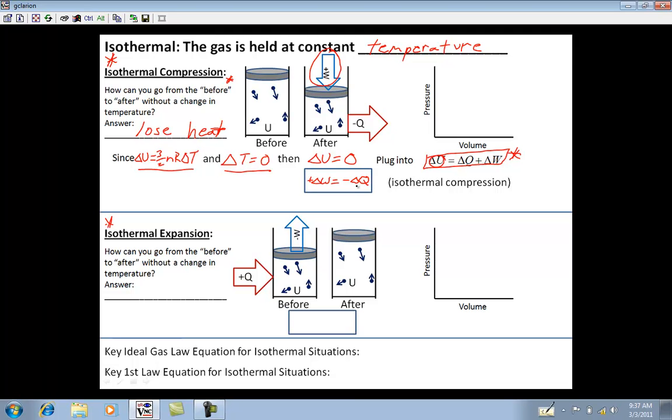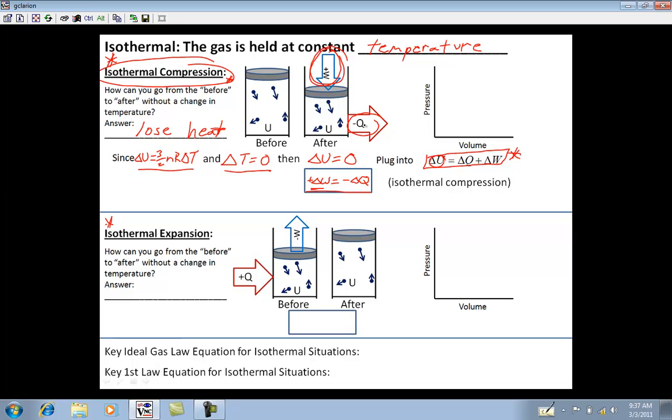What's that? Can it be the other way too? It will be for the other situation. But for the isothermal compression, it's got to be this equation. Because what it's saying is this: the heat that we're adding, just look at the picture, the heat that we're adding is equal to the net work that we're adding. I keep saying that. The work that we're doing to the system is equal to the heat lost.